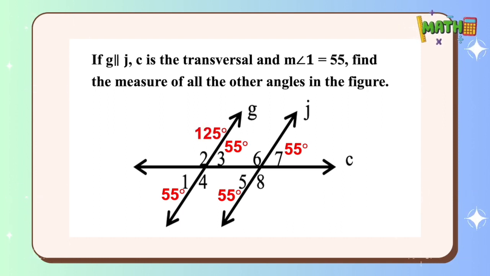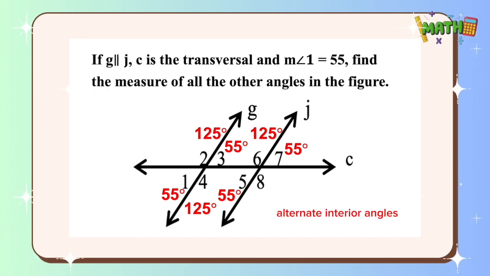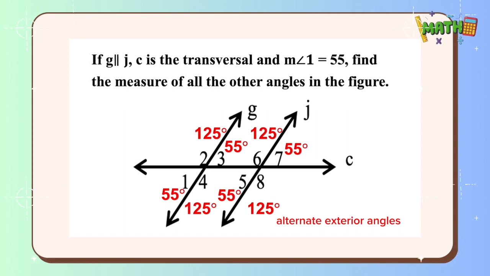The measure of angle 2 is 125 degrees, since angle 2 and angle 7 are same side exterior angles. The measure of angle 6 is 125 degrees, since angle 2 and angle 6 are corresponding angles. The measure of angle 4 is 125 degrees, since angle 4 and angle 6 are alternate interior angles. And the measure of angle 8 is 125 degrees, since angle 2 and angle 8 are alternate exterior angles.